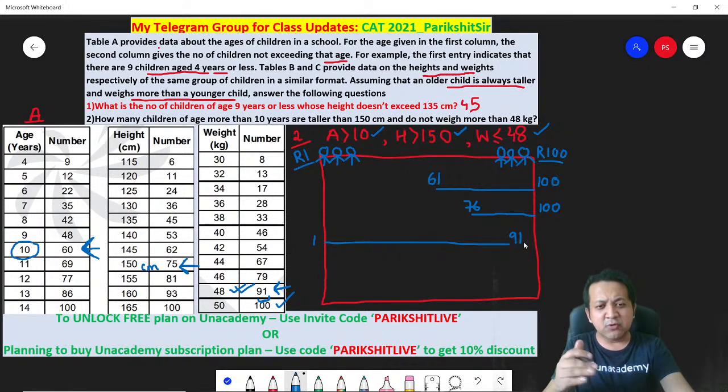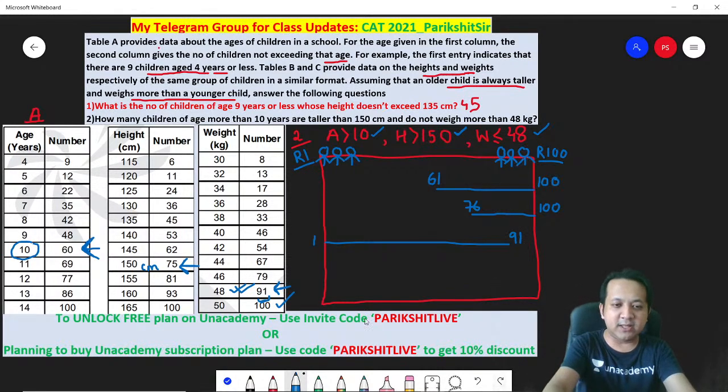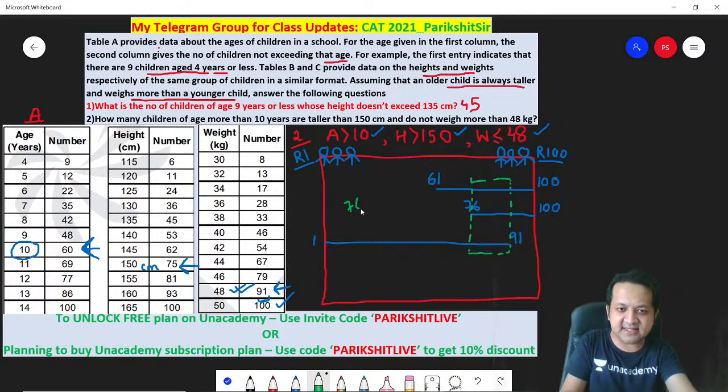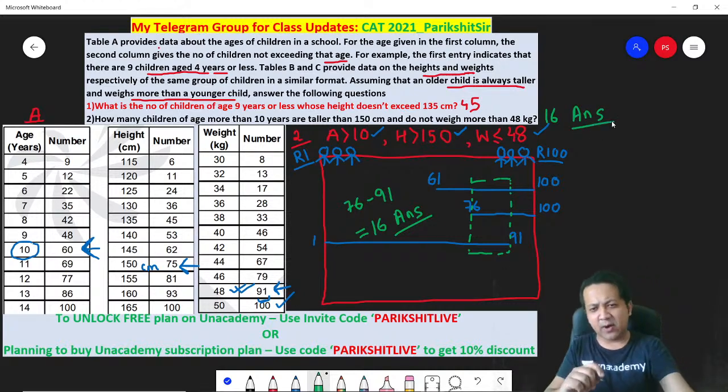Finally, the question is asking you, give me the common region. Give me the set of students who satisfy all the 3 criteria. So all the 3 criteria is which children? These many children. How many children are there? Roll number 76 to 91. What is that count? 16. So your answer for the second one is 16. I hope you follow this.